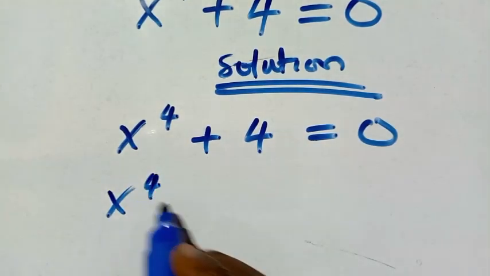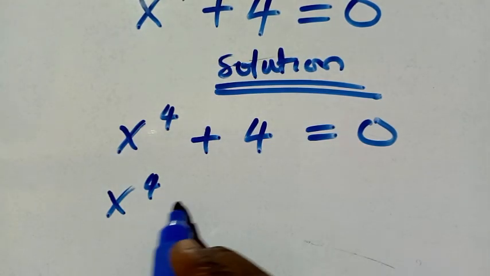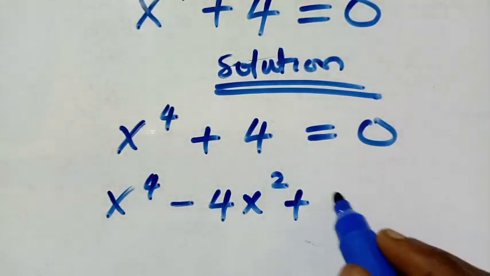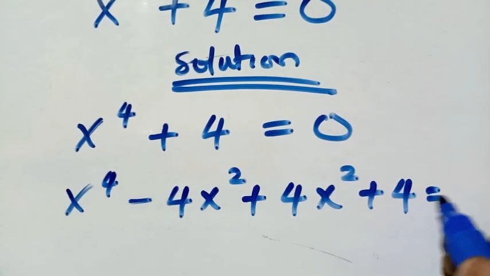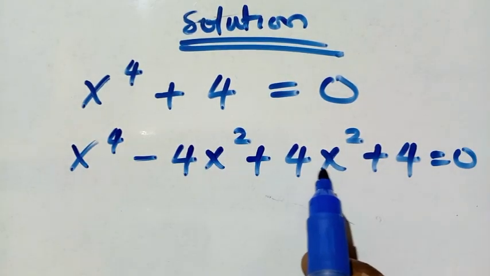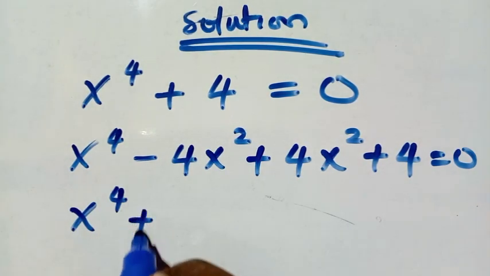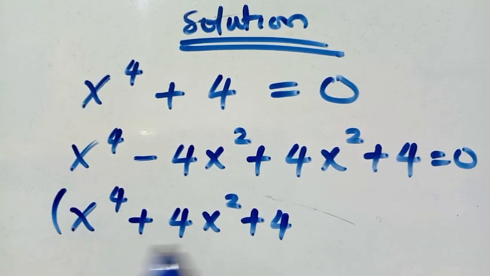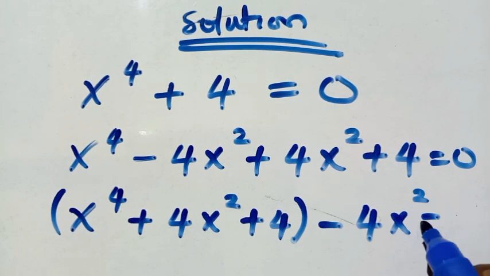Suppose we have x to the power 4, and we add and subtract 4x squared. We have x to the power 4 plus 4x squared plus 4, equals 0. Let's combine these terms together: x to the power 4 plus 4x squared plus 4, all in brackets, minus 4x squared equals 0.